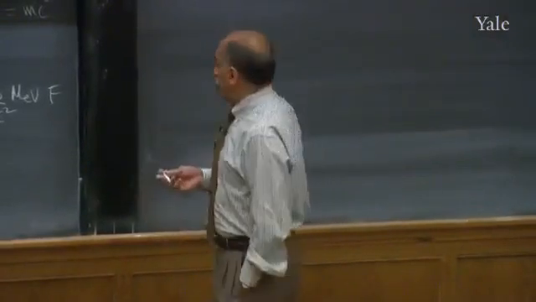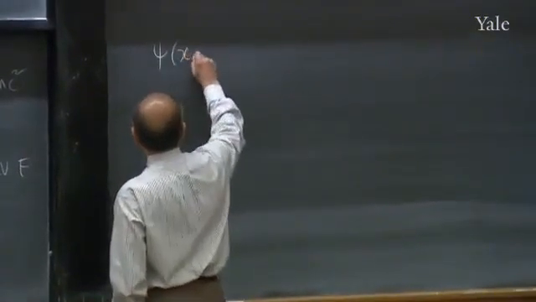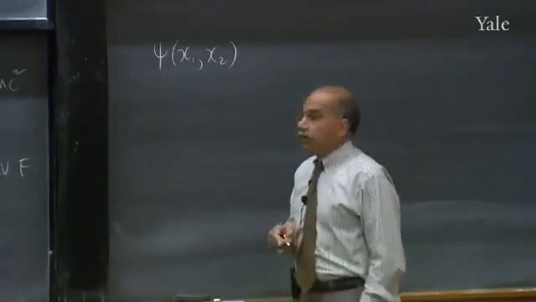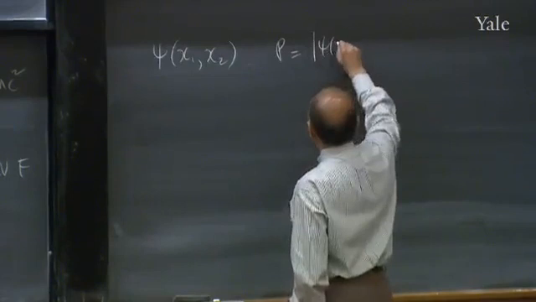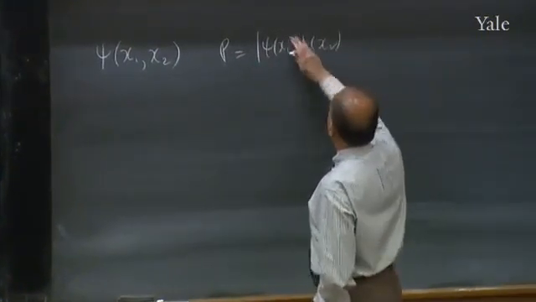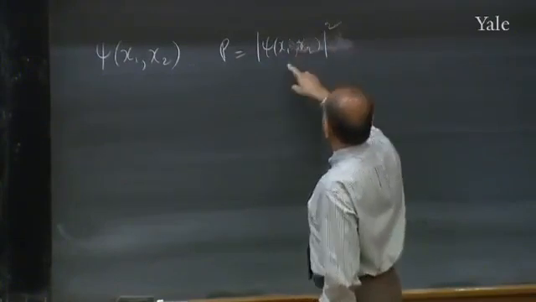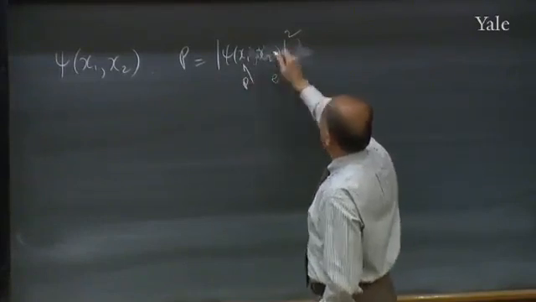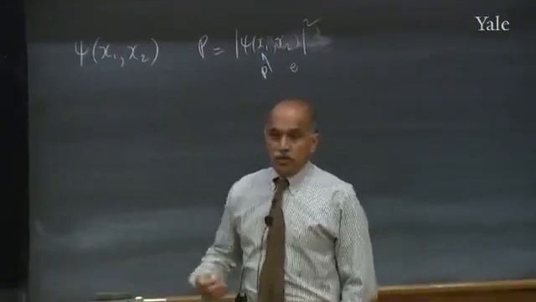So if there are two particles, let's say an electron and a proton, you will not be surprised that you will now have a wave function of two variables. And if you square that wave function, psi of x1, x2, squared will give you the probability that the proton is at x1 and the electron is at x2. Right? You've got two things, you've got to give two probabilities.